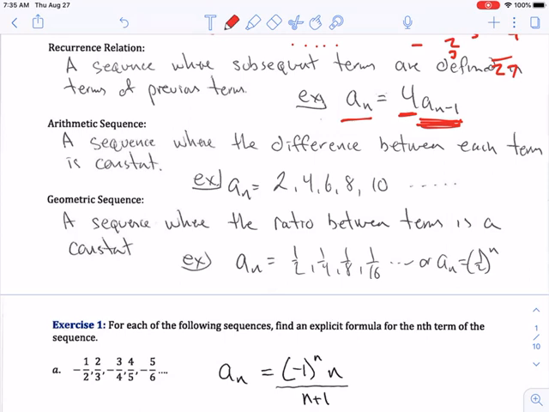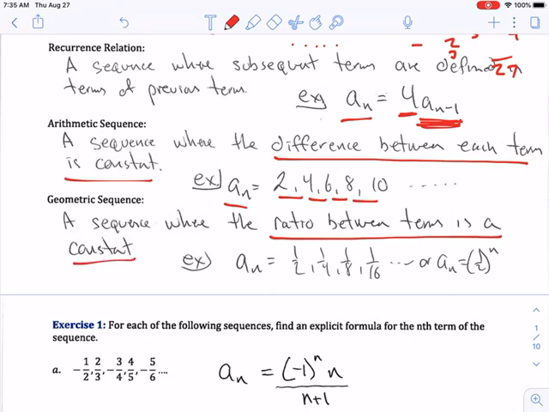Another common type of sequence that you will see is an arithmetic sequence. And the key to understanding if something is arithmetic is if the difference between each term is constant. So in this example of a sub n, we have 2, 4, 6, 8, 10. The difference between each term is 2. So we have a constant difference between each term. That makes it arithmetic. A geometric sequence, the ratio between the terms is a constant.